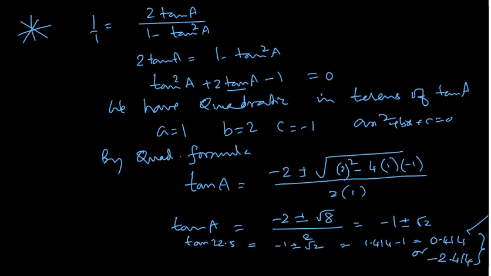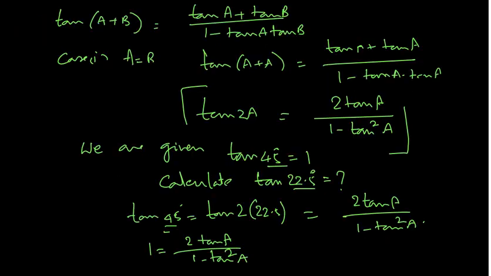So, the question could start like this, because this tan 2A formula may be available in the booklet. Since they know that this formula is available, the question would be like this. Given that tan 45 equals 1, this is how the question looks. So, we are given tan 45 equals 1, calculate tan 22.5. Then this is the method, you continue and do that.